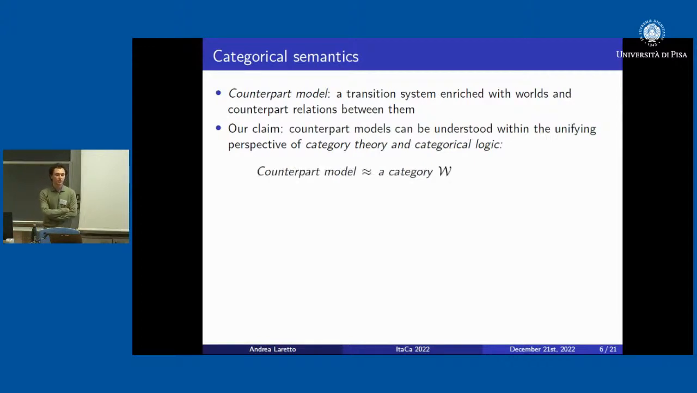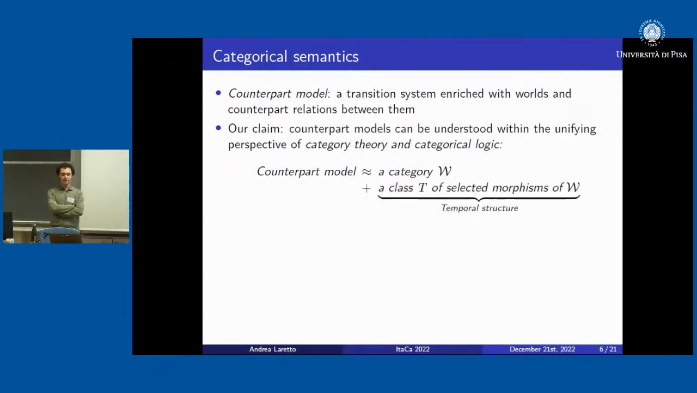So a counterpart model is essentially identified with these data. You take a category W, a class T of selected morphisms of W, which you call temporal structure, and a presheaf D from W up to Rel, where Rel is the category of sets and relations, which you call relational presheaf. What's the intuition behind this?